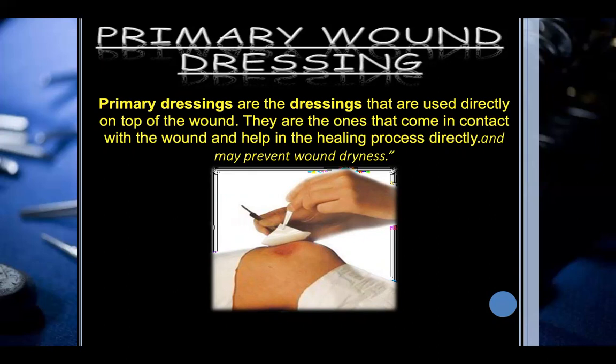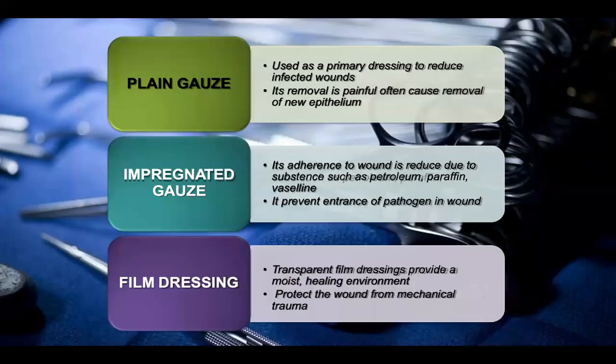So you have to put a primary dressing, a piece of dressing, cotton, whatever it is, over the wound. That is a primary wound dressing. Further, they are divided into plain gauze, impermanent gauze, and film dressing. Plain gauze is used as a primary dressing to reduce infected wounds.